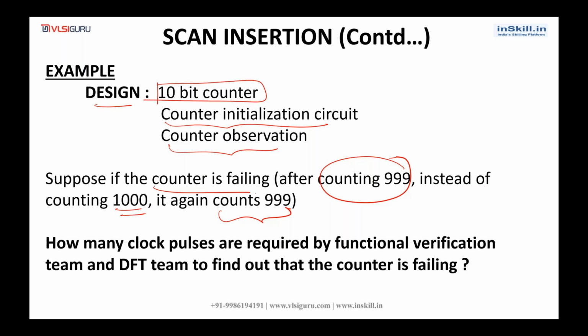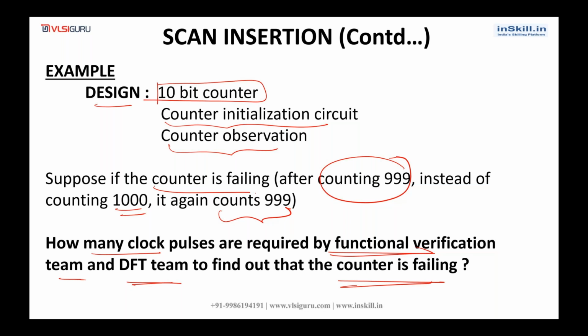So I'm having a design in which there is a 10-bit counter, a counter initialization circuit, and then a counter observation circuit. Suppose that my counter is failing. That is, after counting 999, instead of counting 1000, it is again counting 999. After 999, the counter has to count 1000, right? But instead it is again counting 999. We're just assuming, we're just taking an example. So how many clock pulses are required by the functional verification team and DFT team to find out that the counter is failing? We'll try to see now.